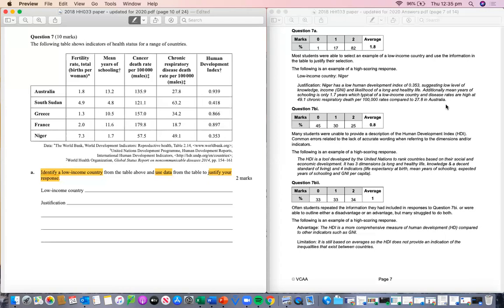But I would try to give every means possible to make sure the marker has no chance but to give you 2 marks. So I'd throw in a little comparison to a high-income country just to be safe. Even if you looked at the GNI and compared that to Australia, just as different data, and then went on to explain how Nigeria is a low-income country, that's perfectly fine as well.